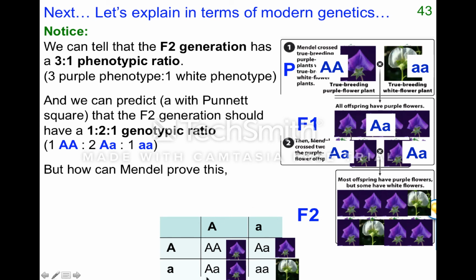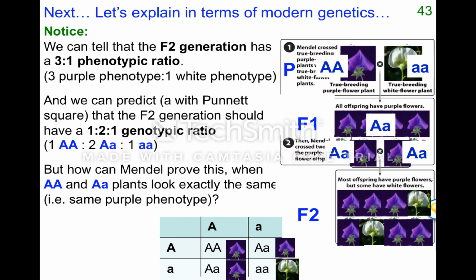But we can't actually observe that directly, right? We can't see what the genotypes are just by looking at the plants. So how did Mendel prove that this phenotypic ratio we see of 3-to-1 is actually 1 of these to 2 of these to 1 of these? When the big A, big A and big A, small a plants look exactly the same, we can't tell them apart at all. All right, so let's solve this puzzle together.